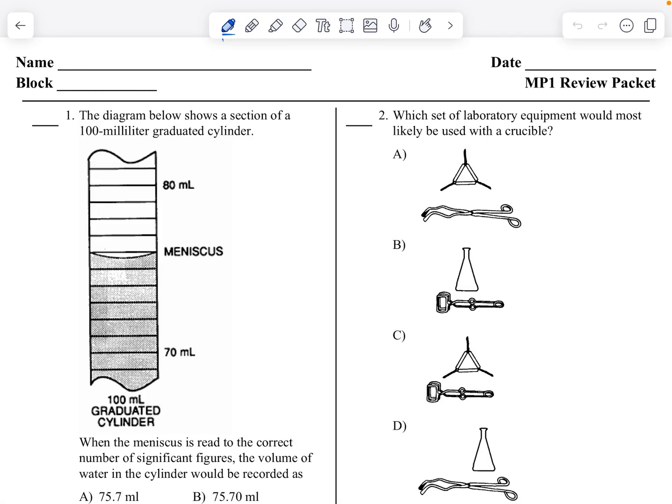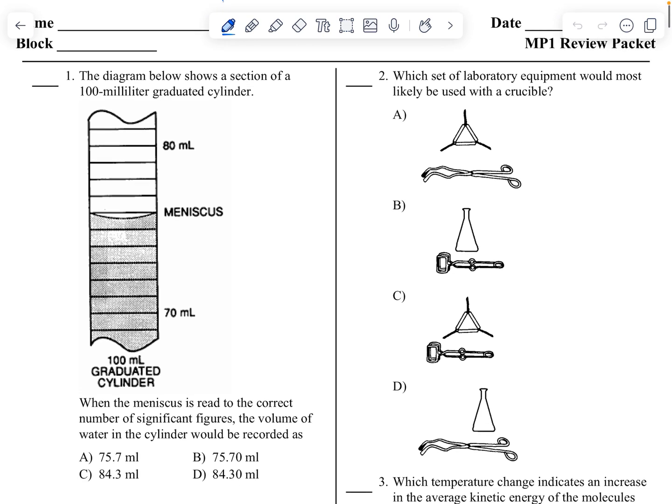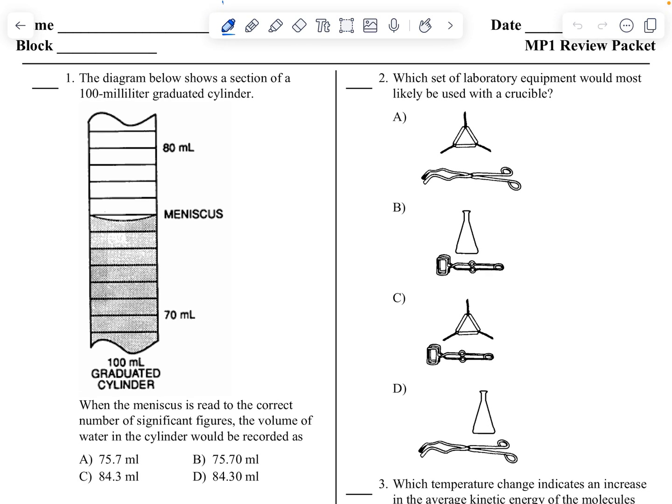Okay, so this is the marking period 1 review packet. So let's make sure you have your reference tables out as well as a calculator, and highly recommend a scrap sheet of paper so you could be doing calculations for the ones that require it. All right, the diagram below shows a section of a 100 milliliter grad cylinder. When the meniscus is read to the correct number of sig figs, the volume would be.